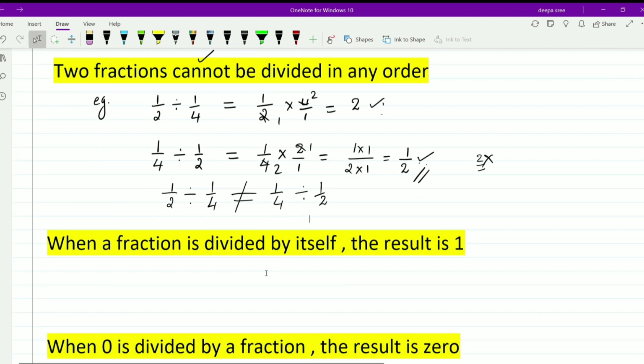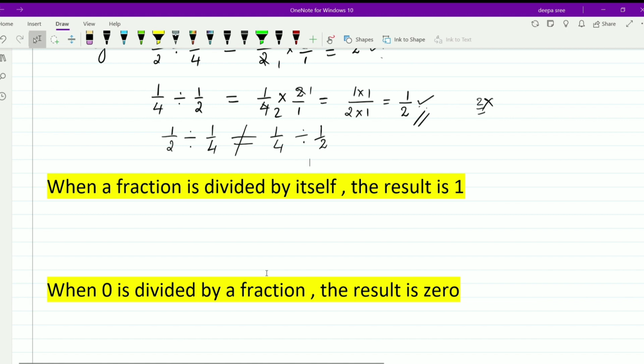Now the second property: when a fraction is divided by itself, the result is 1. So 1 by 2 divided by 1 by 2. A fraction is divided by itself. The result is 1. We can check whether the result is 1 or not. Write the first fraction as it is. Change the division sign to multiplication sign. Take the reciprocal of the second fraction. 2 and 2 will get cancelled. Therefore, 1 into 1, 1. The result is 1.